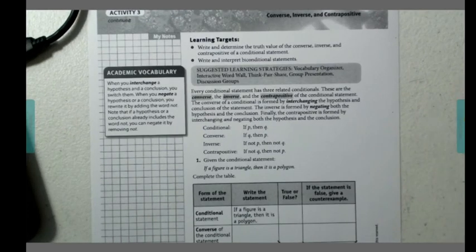All right, the last lesson in activity 3 is lesson 3-3, which is converse, inverse, and contrapositive.